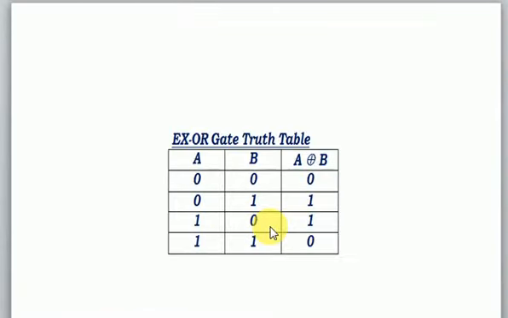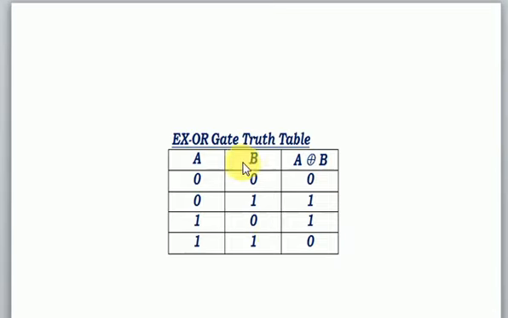First of all, this is the truth table of the exclusive OR gate. From this truth table, at the input side we have 2 inputs, A and B, and at the output side we have one output. When it is 0 0, the answer is 0. When it is 0 1, the answer is 1. When it is 1 0, the answer is 1, and when it is 1 1, the answer is 0. For this truth table, the expression for exclusive OR is A exclusive OR B equals A complement B plus A B complement.